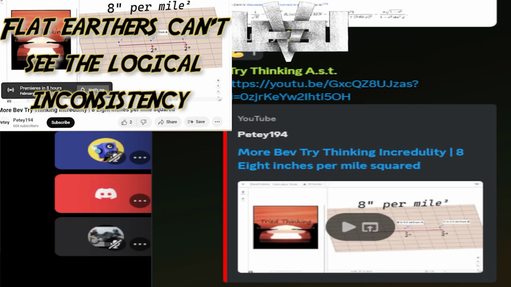I know, because it's not been done yet. That's the video where this guy is going to go over the last conversation I had when I came round here about the 8 inches per mile squared. Amazing. Yeah. And what's the point? Right. Well, the point is to get a general consensus about what people imagine about this formula.